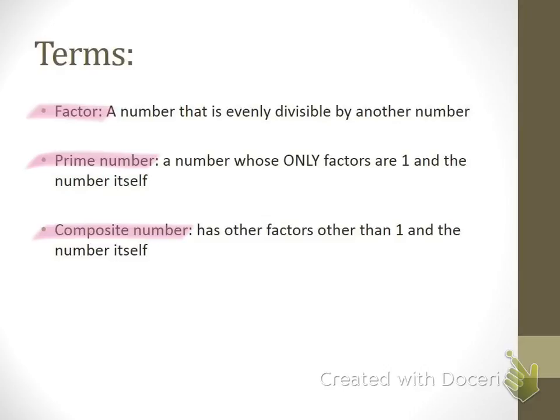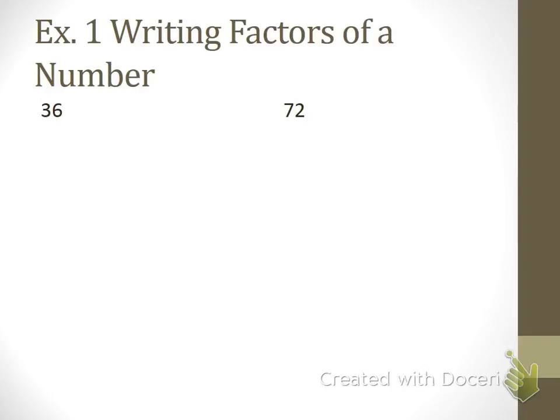So we're starting basic. I want to list the factors of each number. I start with 1 and the number itself, and I'm just going to keep going up: 1, 2, 3, 4, 5, 6, all the way up until my numbers start repeating. So I know that 1 times 36 is 36. Does 2 go into 36? Yes. How many times?